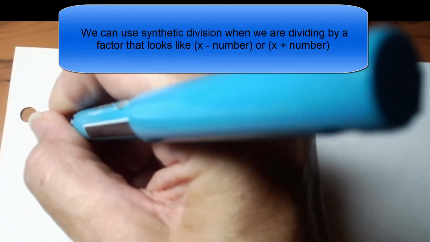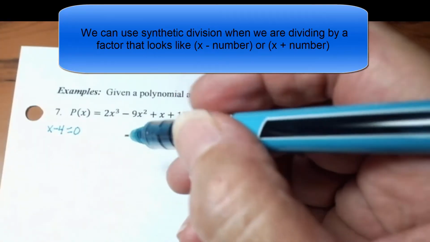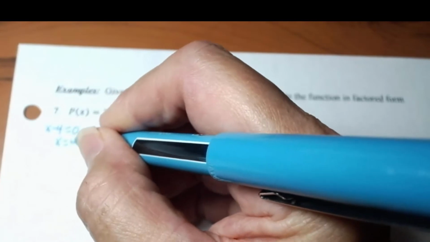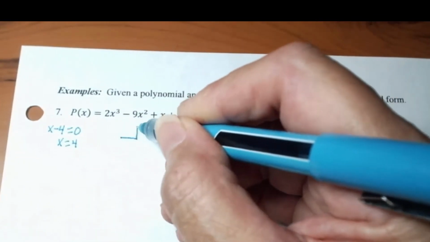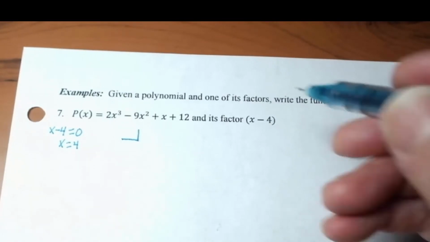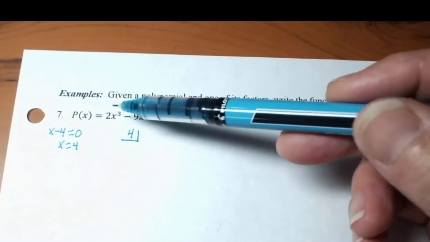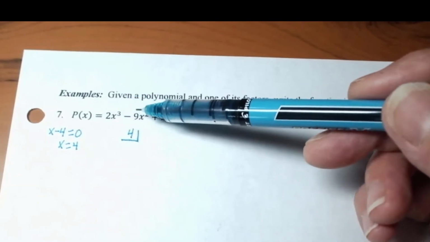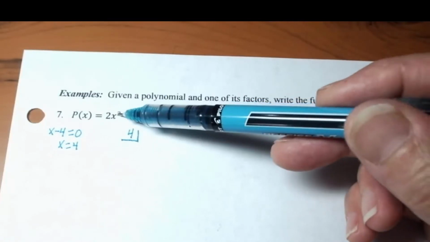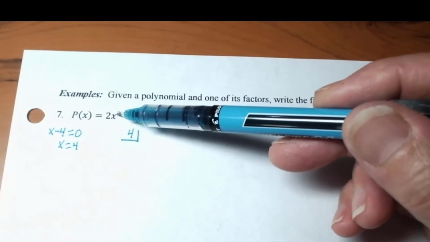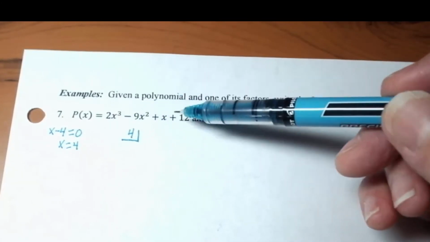Take x minus 4, set it to 0, and then solve for x. So x equals 4. That 4 is going to go in the little box on the left corner of your paper. In synthetic division, we use the coefficients of p, and we make sure that all of the powers of x are represented: x to the third, x squared, and x to the first, and then we have our constant.